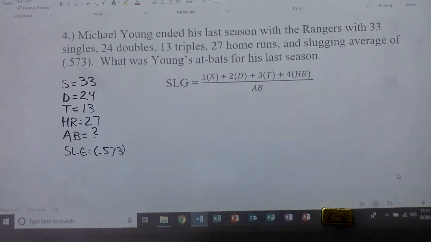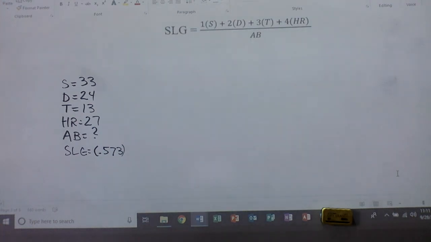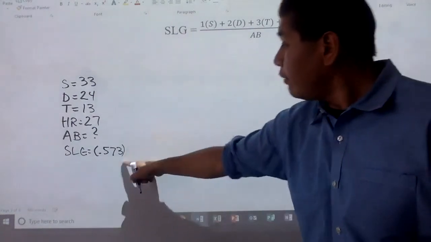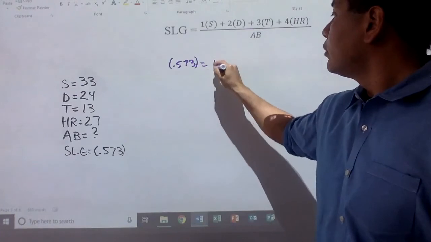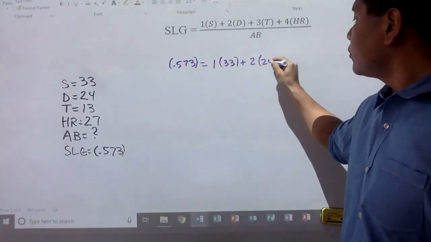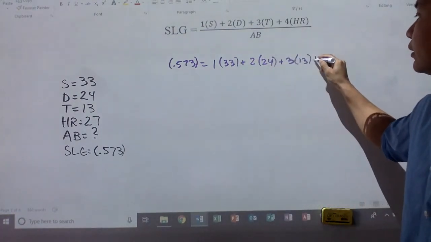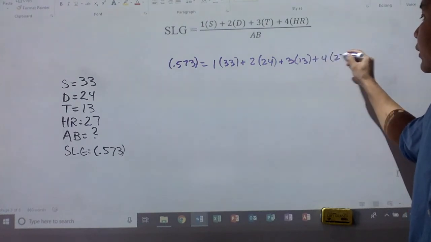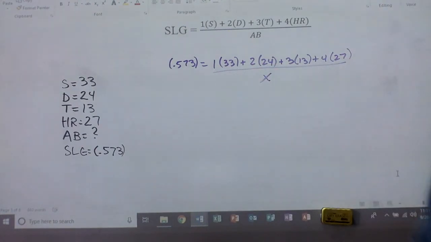So similar to the other one, let me make some space. Replace everything. Slugging average. S is 33, 2 times 24, 3 times 13, 4 times 27, all over my x, my at-bats. I don't know what it is.